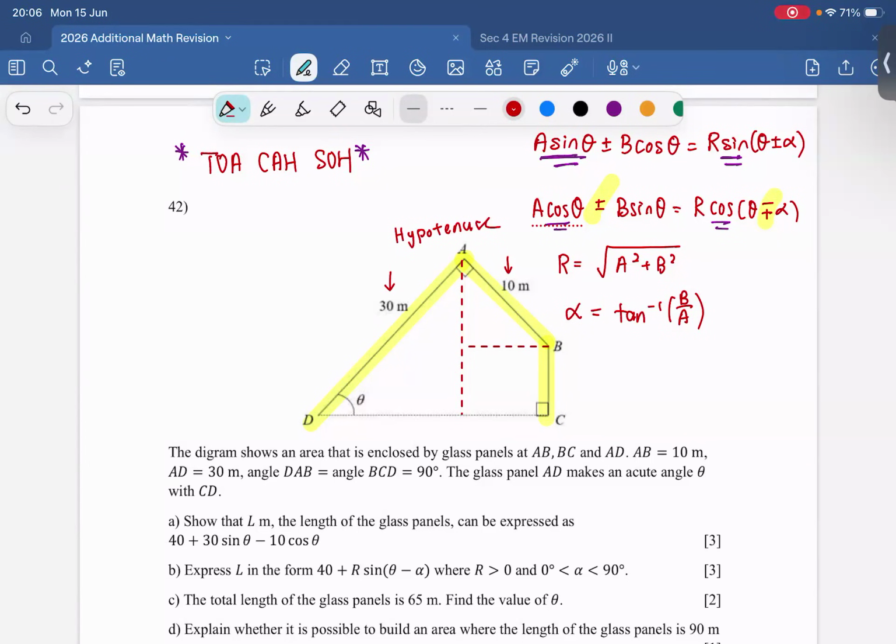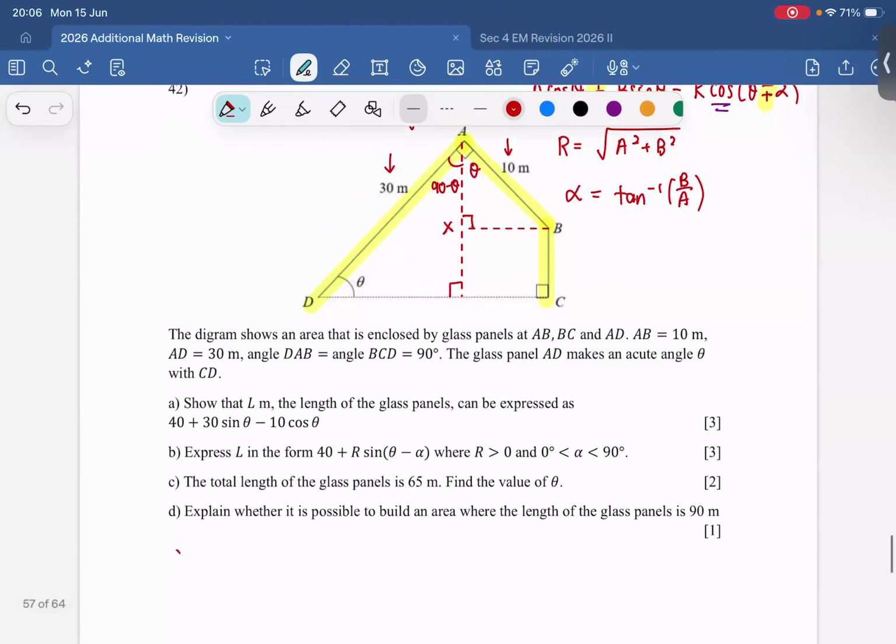Okay, so first thing first, we plant our theta. This is 90, so this is 90 minus theta. So this will become theta. Okay, this is also 90. Then label this point as X maybe.